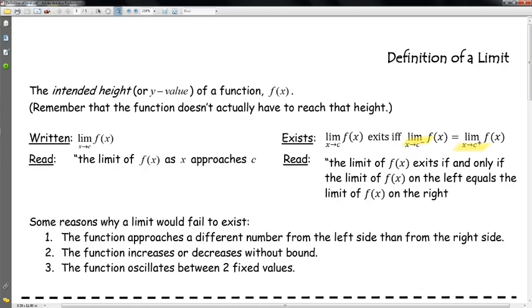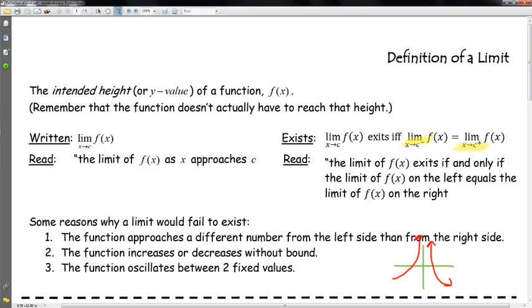The function increases or decreases without bound, so that's a fancy way of saying my function is going to positive or negative infinity, such as in this case. In this case, they're both, as they approach 0, going to positive infinity. That's what is meant by increasing or decreasing without bound.